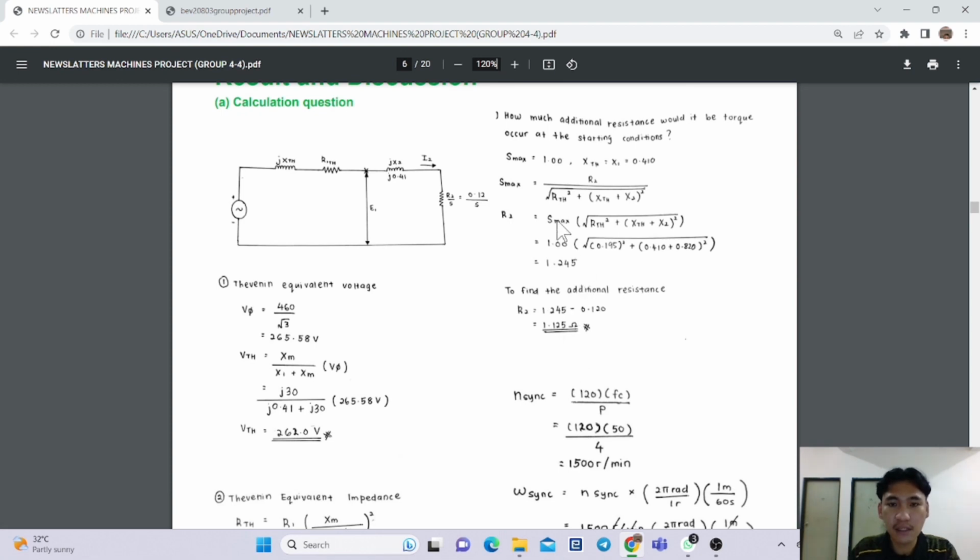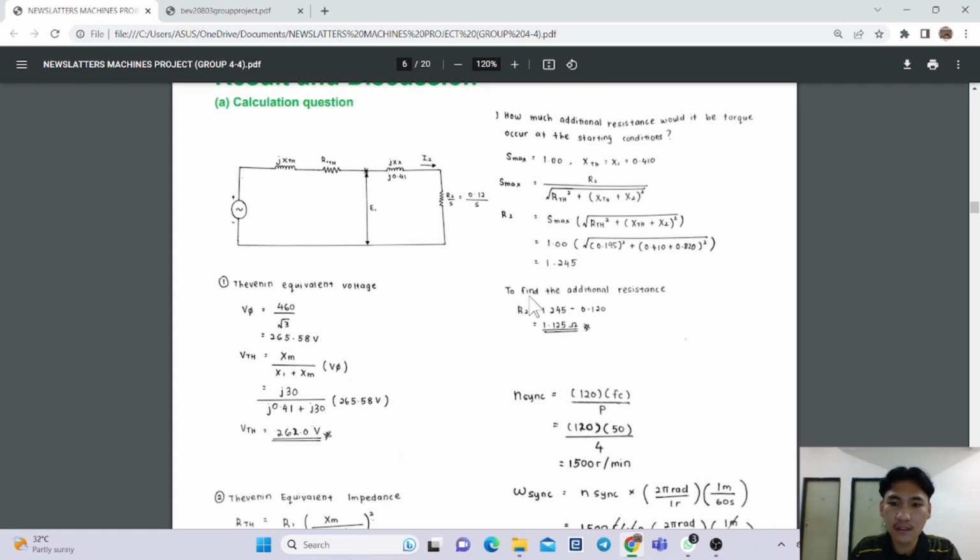So next, we need to find how much additional resistance would be needed at the starting condition. So our S max is 1.0 that we set. Our XTH is the same as X1 that we set, which is 0.410, and this is the formula of S max, and then we rearrange it to find the value of R2. After that, we insert the value of S max, our RTH, our XTH, and X2, and we will get our value of R2 is 1.245 ohm.